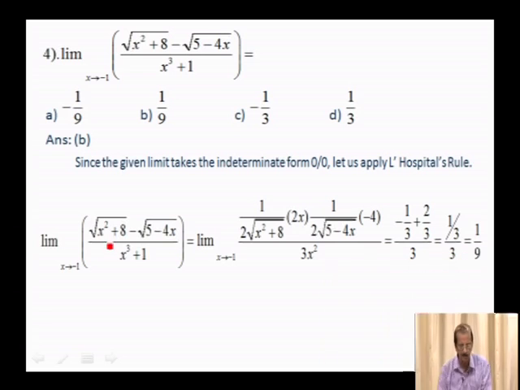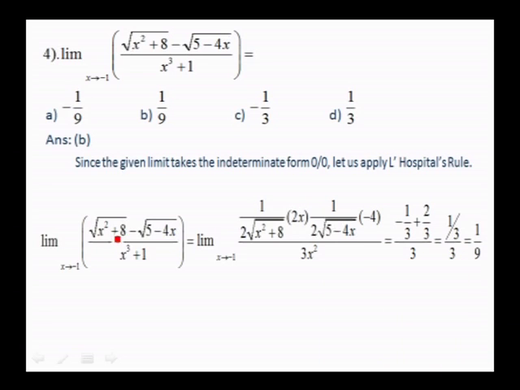Differentiate the numerator, because this takes the form 0/0, you can apply L'Hopital's rule. So, 1/2 root x square plus 8 into 2x, differential of root of x square plus 8, 1/2 root x square plus 8 into 2x. So, minus 1/2 root 5 minus x into minus 4.